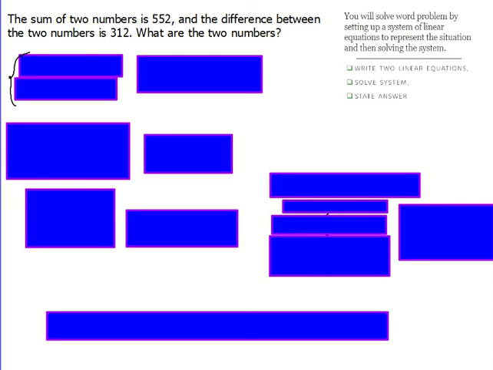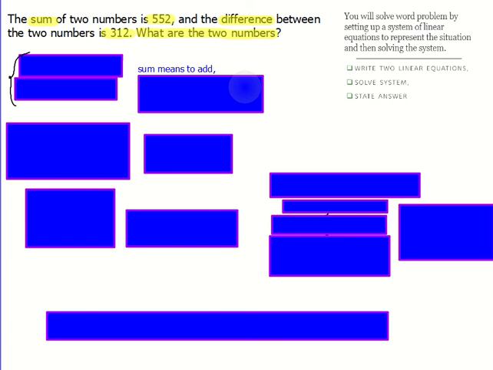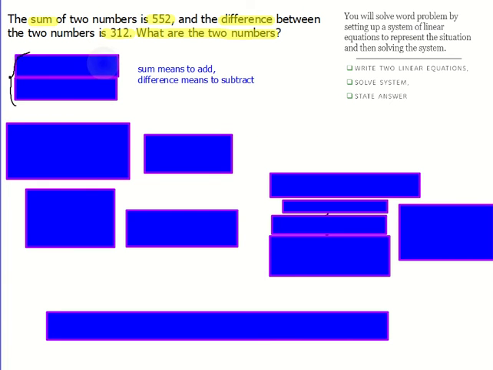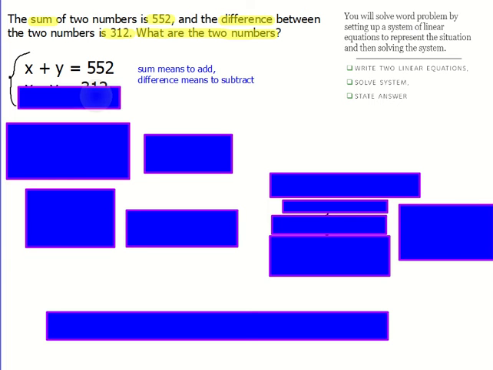So we're trying to find the value of two numbers whose sum, so they add up to 552, and the difference means they subtract to 312. So again, we're going to use that information to get our two equations. The top one means to add, so sum means to add, difference means to subtract. So for the top, I'm going to use x plus y equals 552. And then the difference is 312, so x minus y equals 312.